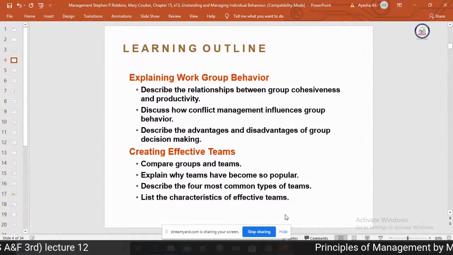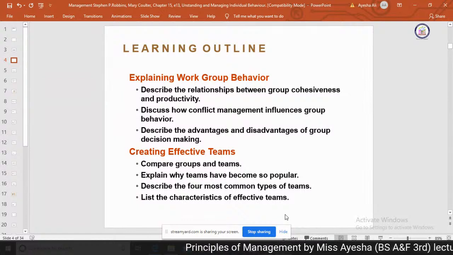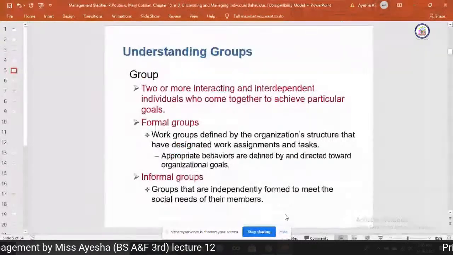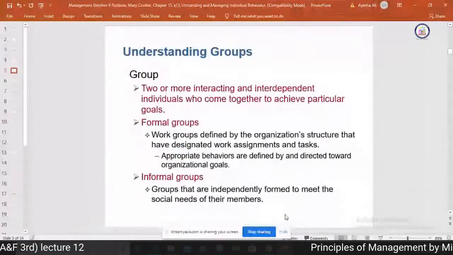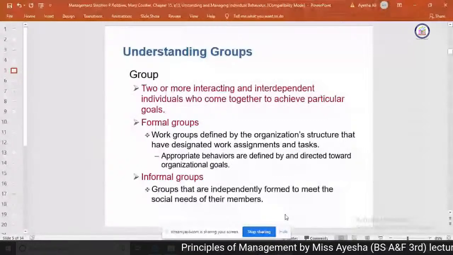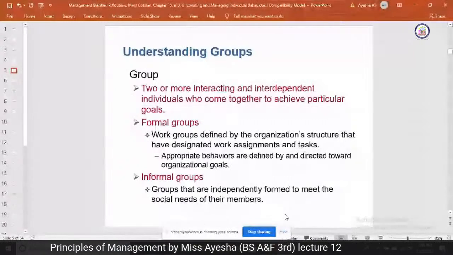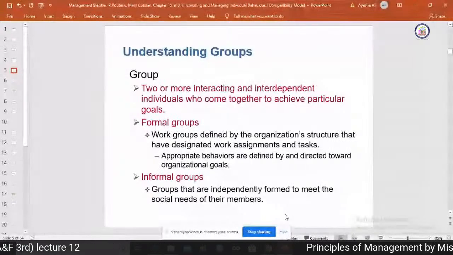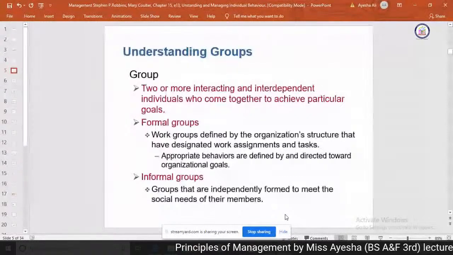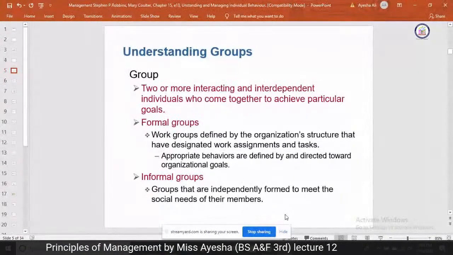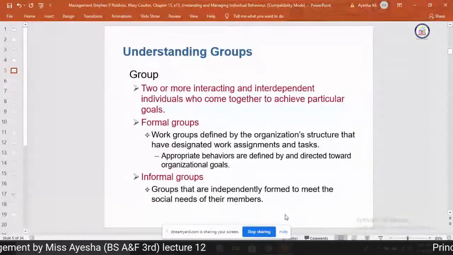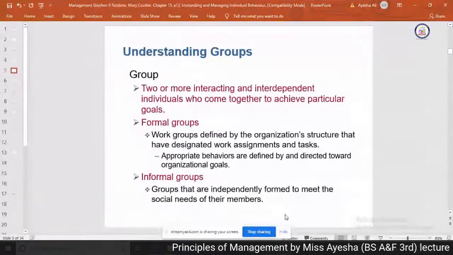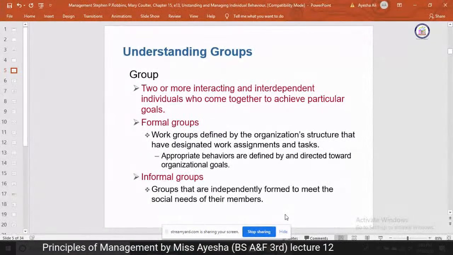So I think we are able to cover the group portion, and now we have to start. So basically, what is a group? From the word itself, we get that it must be members, two or more than two people, who are interacting with each other and are interdependent on each other, and they are working to achieve a certain goal or objective.